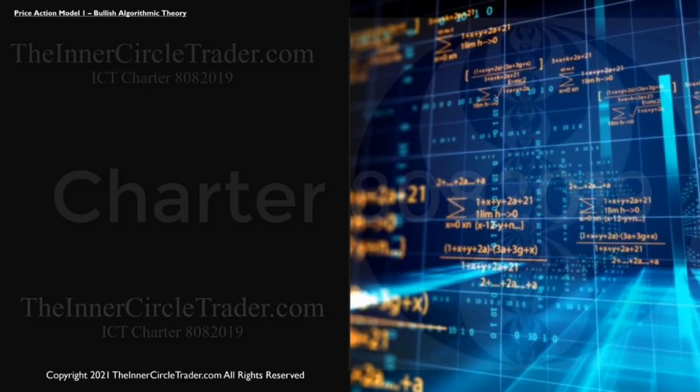It's a rule-based idea, and it's a step-by-step process. It's an if, then, or, and process. And by going through each individual question and answering a condition, it gives you the reason to pause or negate the idea or wait for more information or go to the next step in the algorithm or model. So for price action model number 1, bullish algorithmic theory, you're going to be looking to determine the previous highs in the past 20 trading days. Do not count Sundays.